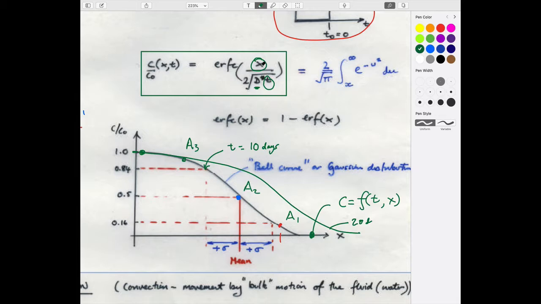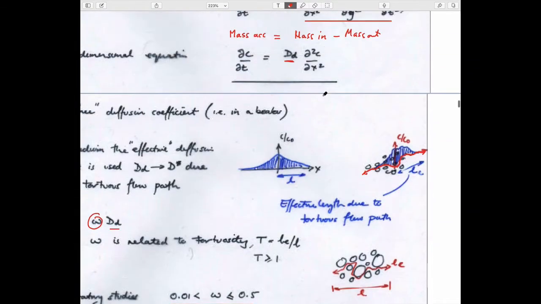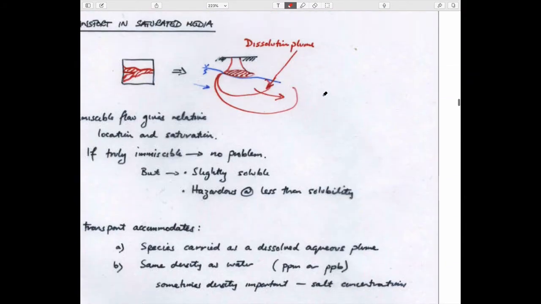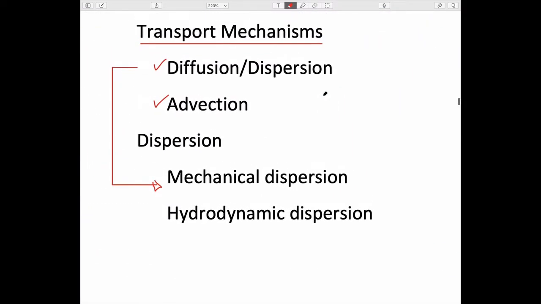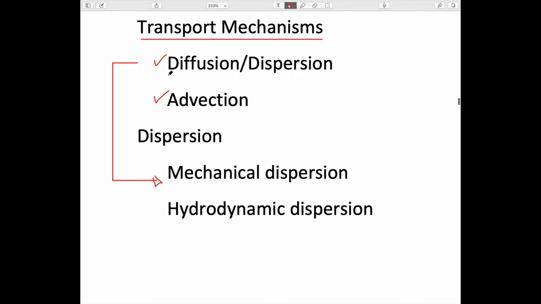So that describes one of our behaviors. We said that we were interested in understanding the behavior in two modes. Those two modes are diffusion and dispersion. Diffusion is Brownian motion.